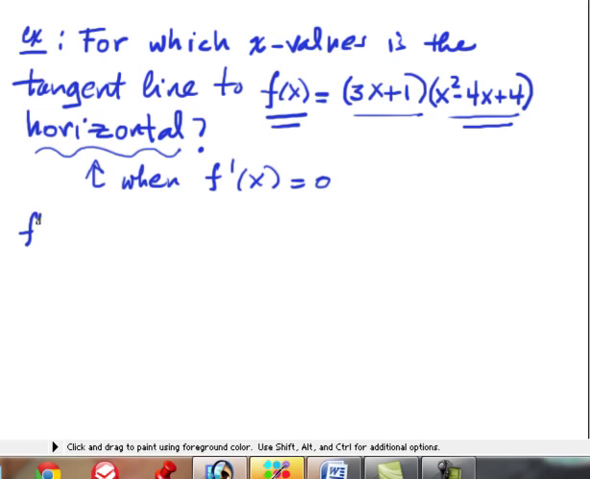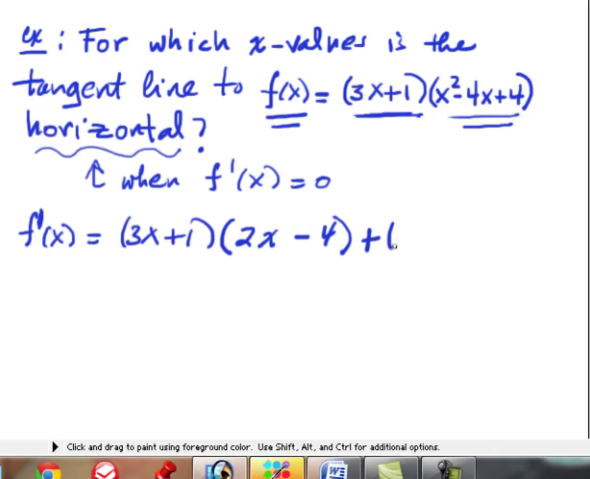So we'll just take f prime of x using the product rule, f prime of x. The derivative is the first, 3x plus 1. That's the first function. Times the derivative of the second. Here's the second. That's 2x minus 4. Plus the derivative of the first function. That's just 3 times the second function. X squared minus 4x plus 4. So that's f prime of x. And we want to know when is this equal to 0. So we're going to have to simplify this to figure that out.